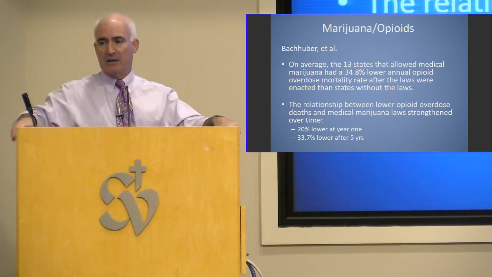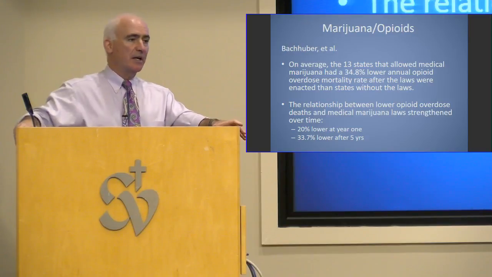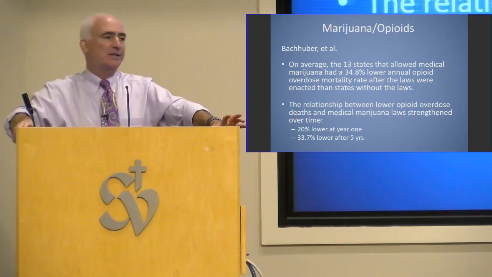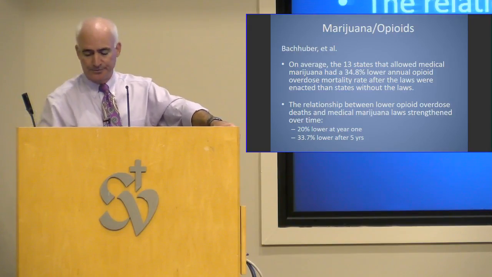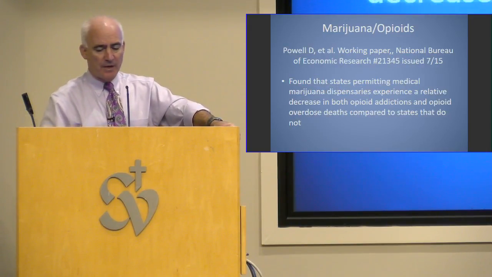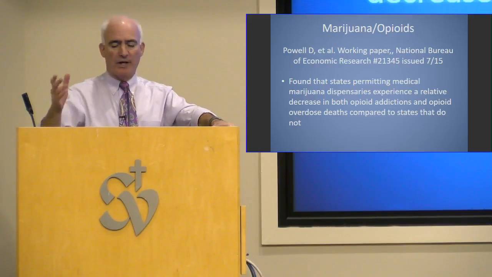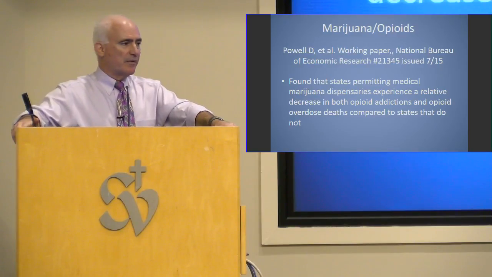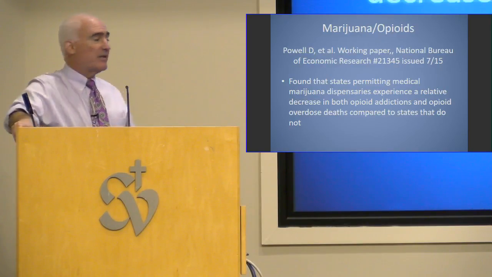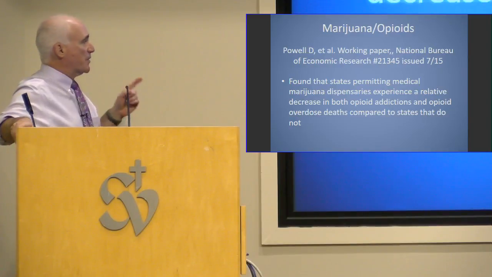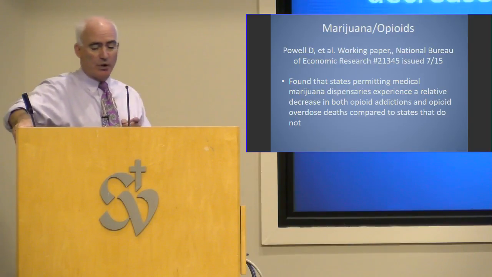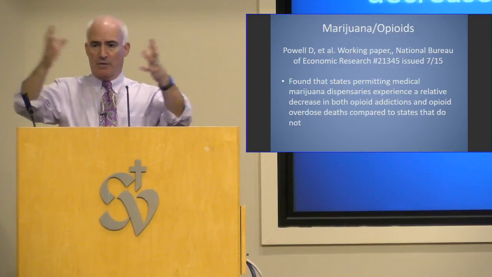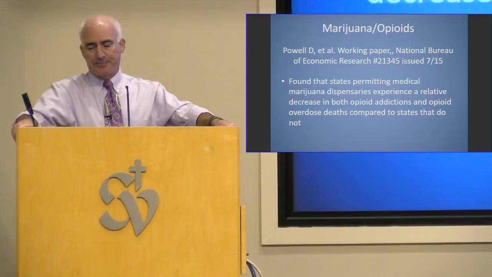So that's a pretty dramatic number to say, look, if we're prescribing medical marijuana, we're going to decrease the rate of unintentional opioid deaths. Now this was what's called a working paper from the National Bureau of Economic Research. When I was doing more research on this, I found that states permitting medical marijuana dispensaries experience a relative decrease in opioid addictions and opioid overdose deaths compared to states that don't. This is more of a broader picture.